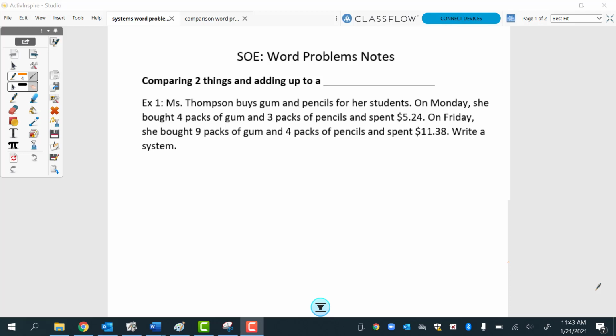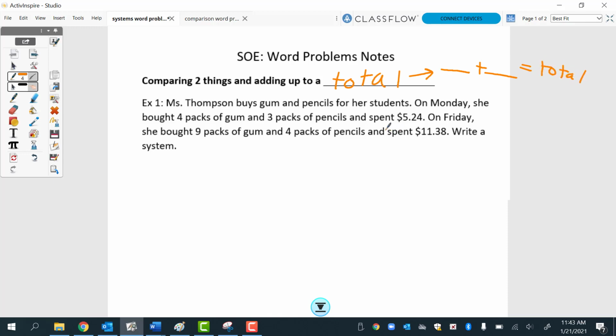Okay, so we've talked a lot about how to solve systems of equations, but now instead of them just giving us equations, we have to write them from word problems. There's two basic types of word problem questions. Today we're going to talk about the ones that are adding up to a total. That's when you do something plus something equals your total.